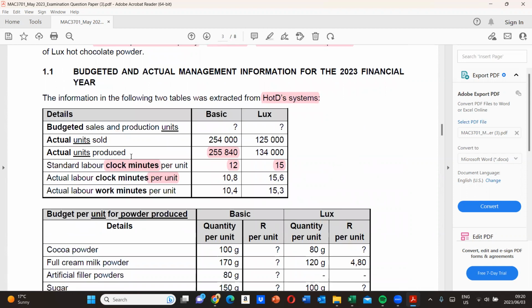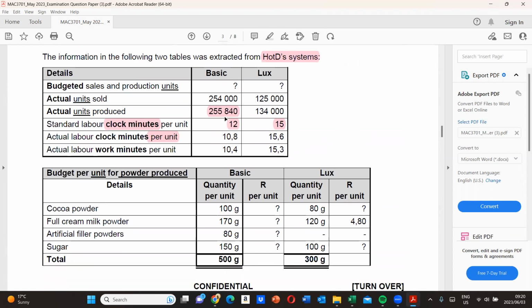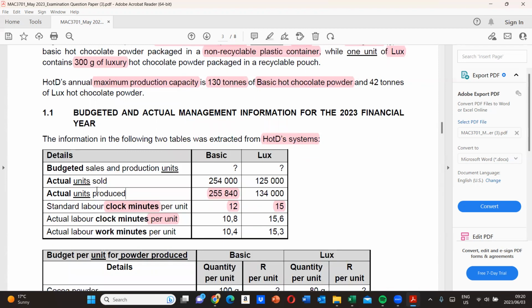All right. So in terms of this question, we're being told budgeted sales and production units. They did not give us that, they just leave it open there. They just said question mark, budgeted sales and production units. Now let's see, what do we have?